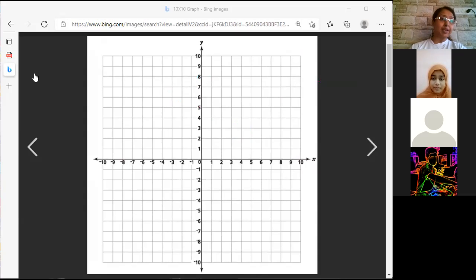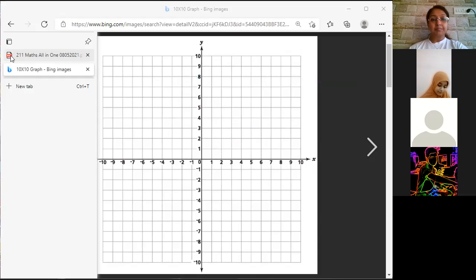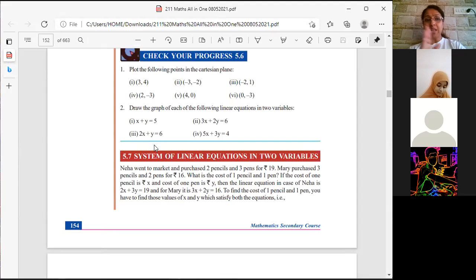Can you see the next question? You tell me whichever question you say I will do. Out of 2, 3, and 4, tell me any question you want me to do. Teacher, do the last one. Okay, we will do the fourth one.